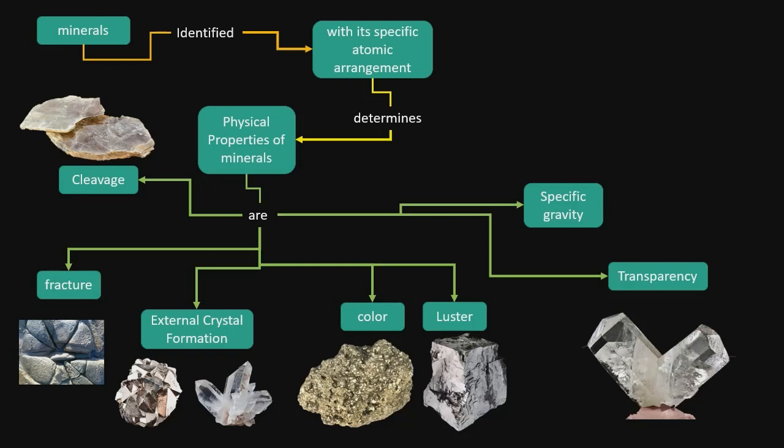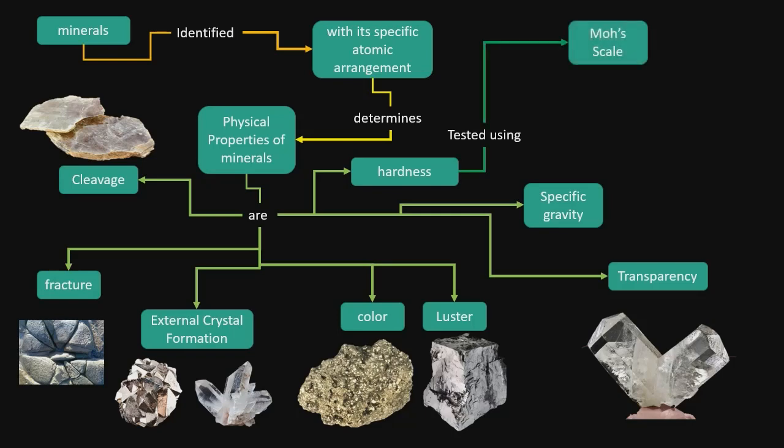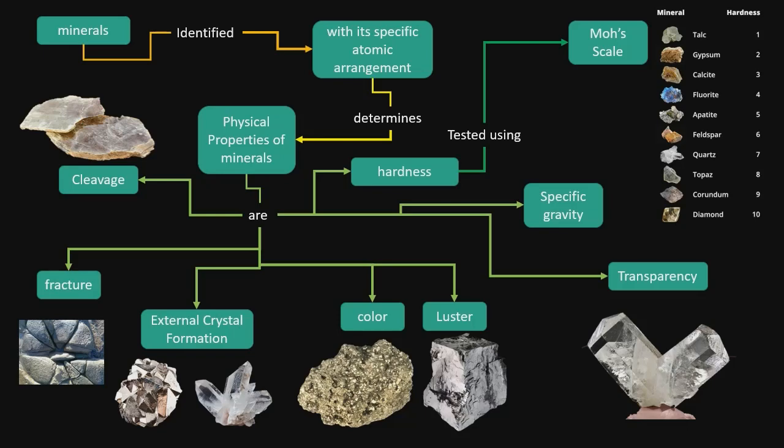While cleavage is the shape of a mineral when it is cut by means of, for example, a fracture. So in this case, this is how a mineral is cleaved off. On the other hand, hardness is another physical property of a mineral, tested using a Mohs scale. A Mohs scale is a kind of level of hardness. In this case, talc has a hardness of 1, while the hardest of all minerals in the world is a diamond.